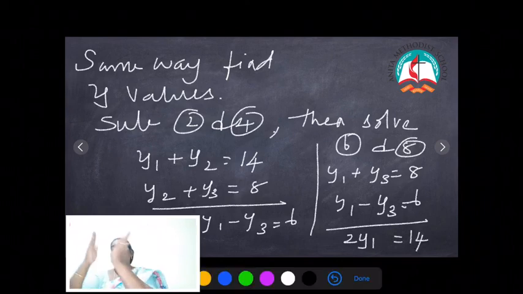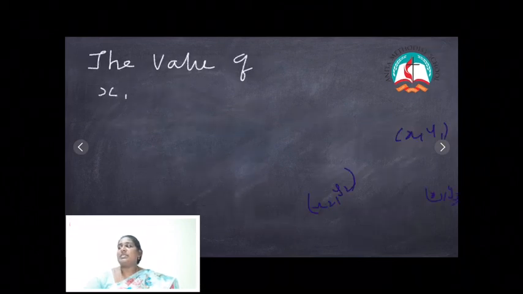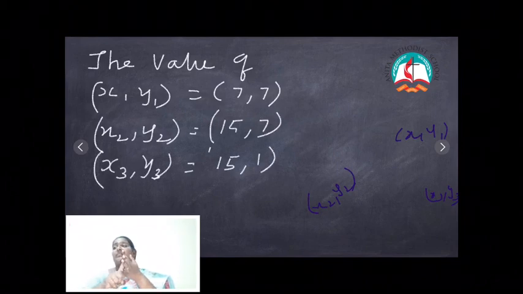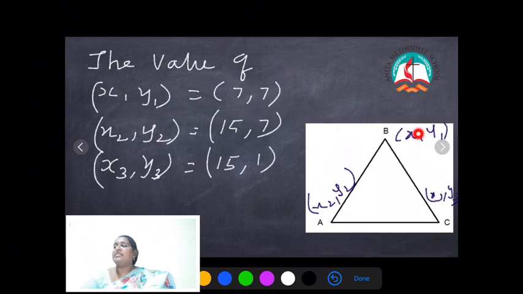The same way find out the y values also, children. So y1 plus y2 is 14, y2 plus y3. In the same way solve, you get the y1 value. So y1 is what? 7. Okay. Now in the same way you find y1, y2, y3. After that you get x1, y1, x2, y2, x3, y3. Now, children, you got the vertices: A is 7, 7. Vertex B, 15, 7. Vertex C, 15, 1.